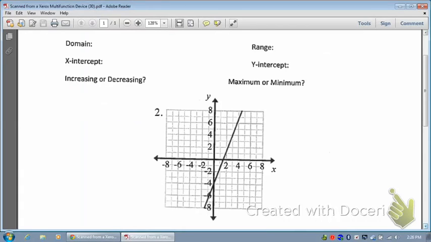So for this first graph, we're going to talk about this graph. First of all, this graph is a linear function. And again, why is it linear? It's linear because it's a straight line. The key word in linear is line. So if you see a line, that means it's a linear function.